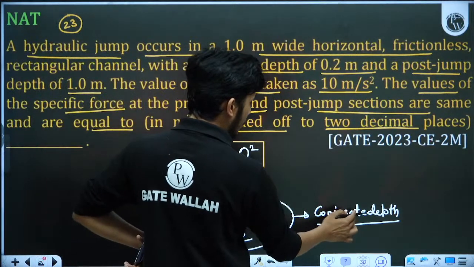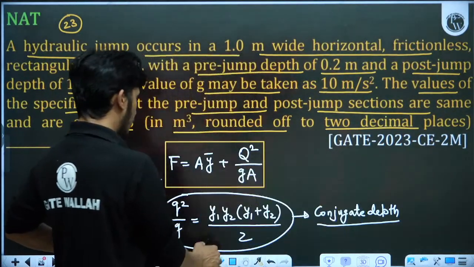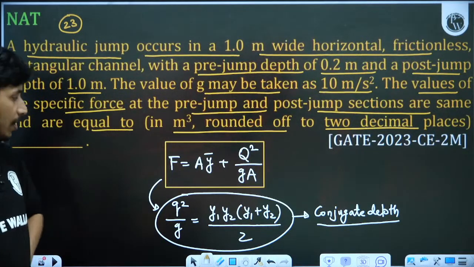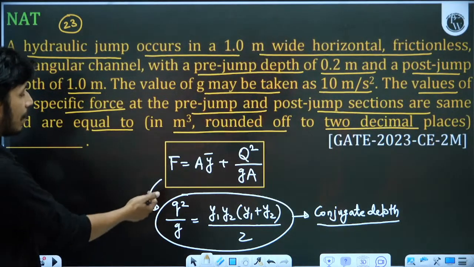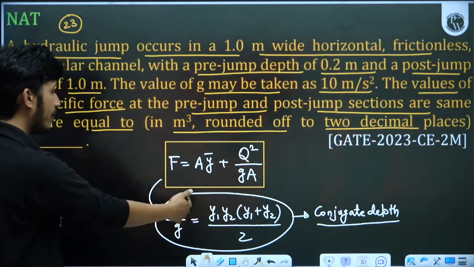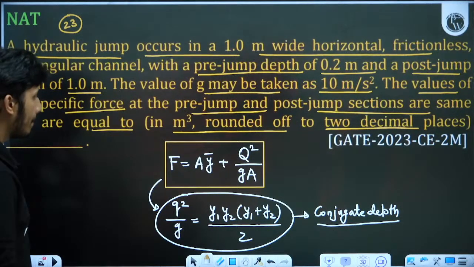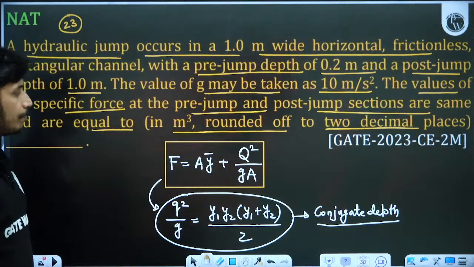Alternate depths have specific energy equal. Conjugate depths have specific force equal. Specific energy is not equal here. So first calculate Q. You know y1 by 2. First calculate Q and put it here, or calculate Q square by G.